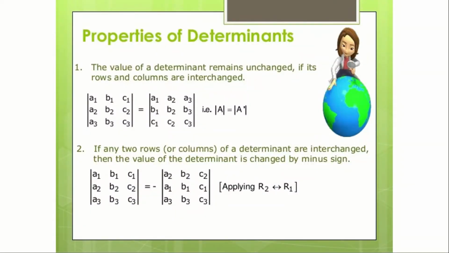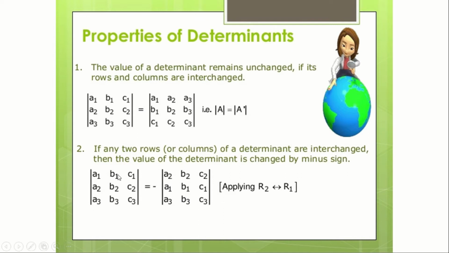Let us learn about the important properties of determinants. There are 8 properties which are very important. I will tell one by one. The first one is the value of a determinant remains unchanged if its rows and columns are interchanged.